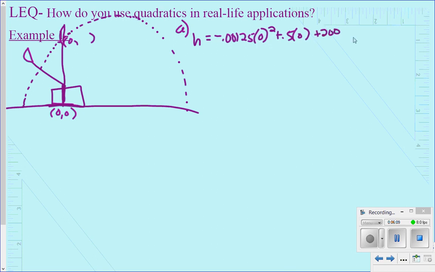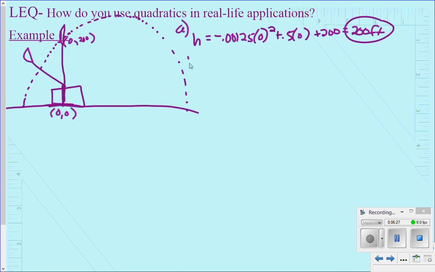So when I do that, I'm getting 200, and these are represented by feet. So 200 feet is the height of the fireball when it is released. So I'm going to go ahead and put 200 in my picture there. So that takes care of part A.